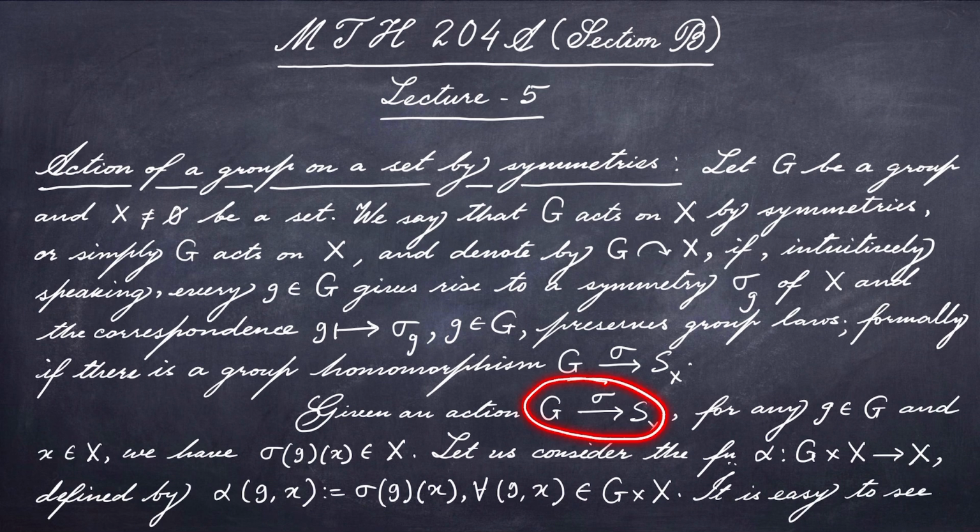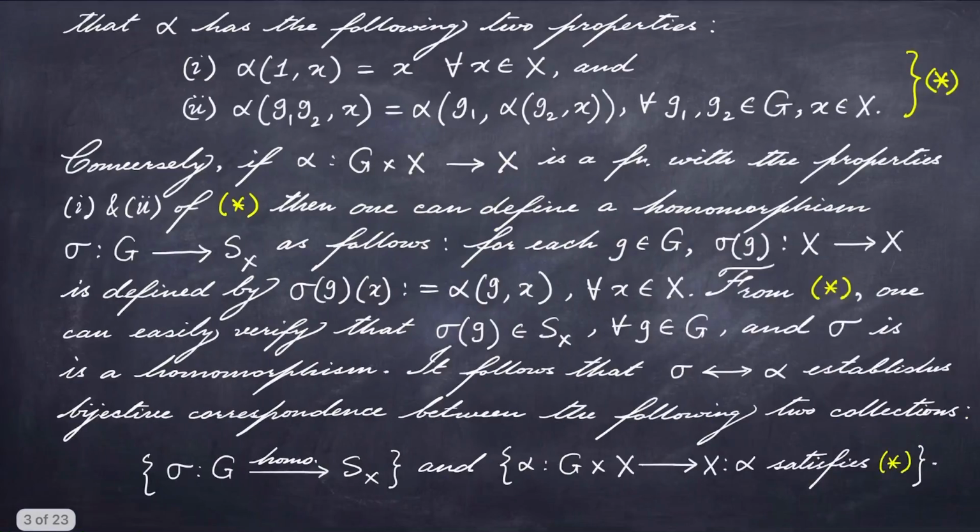Since sigma is a homomorphism, since sigma preserves the structures of the groups, it's easy to see that the function alpha we have just defined satisfies these two properties. So whenever we are given a homomorphism sigma from G to S_X, we can construct a map alpha from G cross X to X satisfying these two properties. Now let's look at the reverse situation. Now suppose we are given a map alpha from G cross X to X with these two properties.